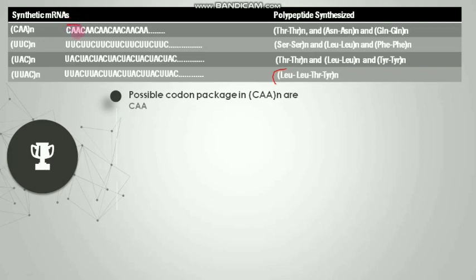And if you are starting from A, it will be AAC. That's why the second one is AAC. And if you are starting from the second A, it will be ACA. That's why the third one will be ACA.